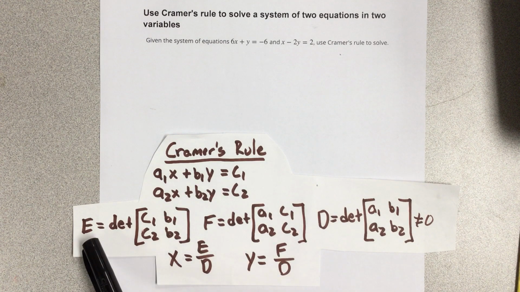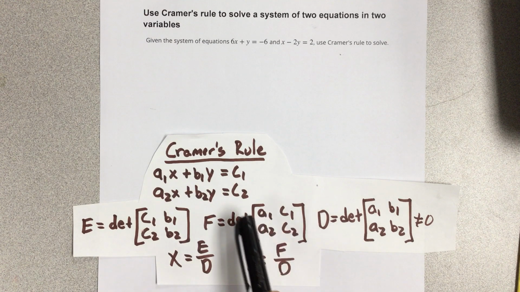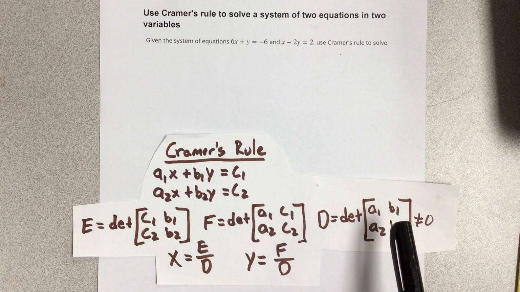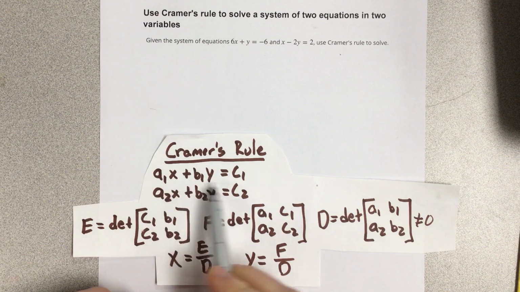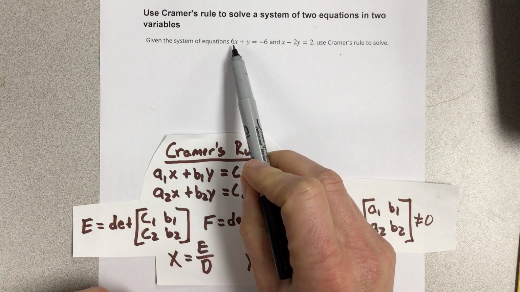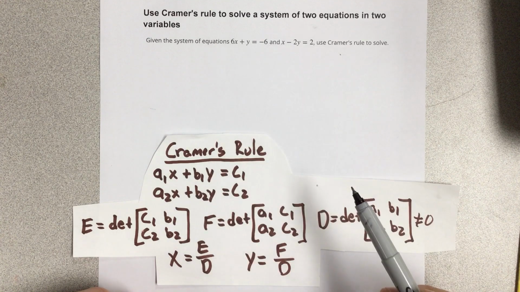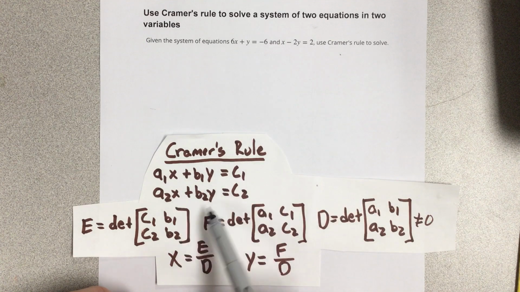So basically we're going to say that E is equal to the determinant of some of these coefficients in a matrix, and then F is going to be the determinant of some of these other coefficients in the matrix, and D is going to be the determinant of some of these other coefficients in the matrix, and then we're just going to take E divided by D and F divided by D, and we'll have our answer. So let's set this thing up based on what we have here. So A1, B1, and C1 for the first equation would be 6, 1, and -6. So A2, B2, and C2 would be 1, -2, and 2 for the other equation.